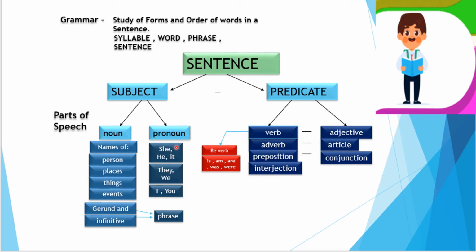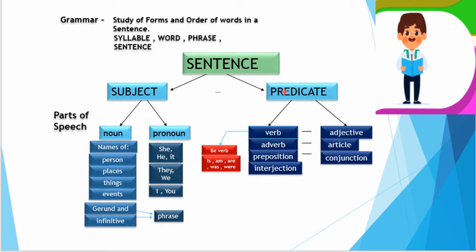How about pronouns? Example of pronouns. They are substitutes for nouns. So here are the examples: she, he, it, they, we, I, you. Instead of using noun, you can use pronoun as your subject or as the object of the verb here in the predicate. We will study it further later.